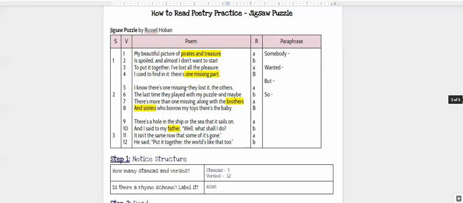My beautiful pictures of pirates and treasure is spoiled. And almost I don't want to start to put it together. I've lost all the pleasure I used to find in it. There's one missing part. I know that there's one missing. They lost it, the others, the last time they played with my puzzle. And maybe there's more than one missing.